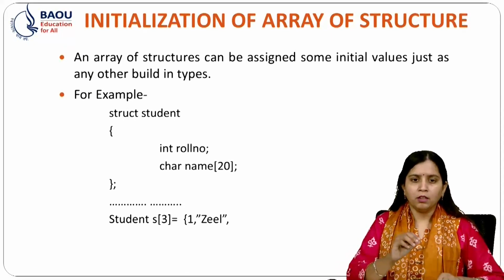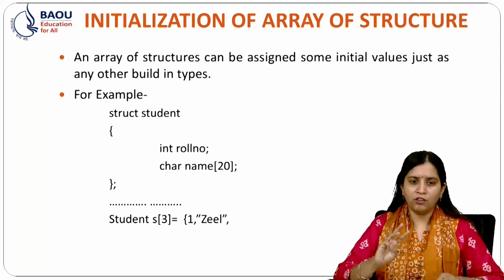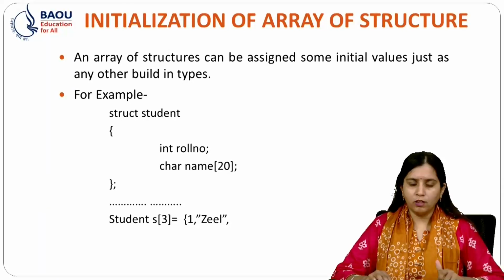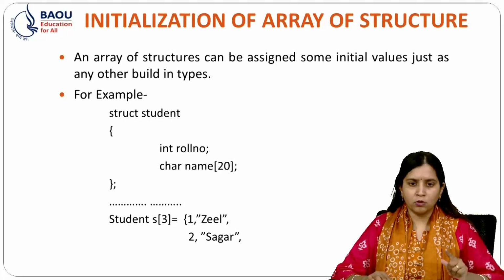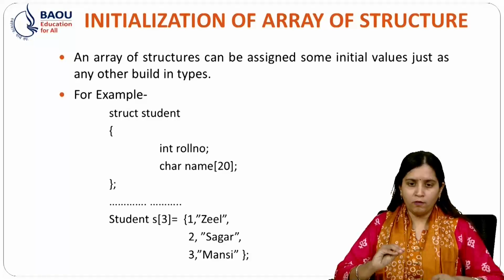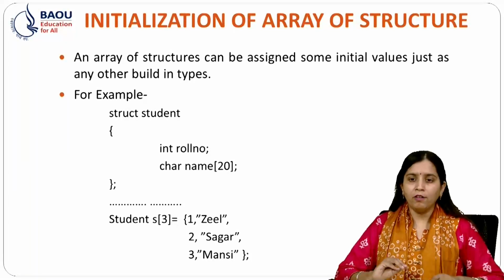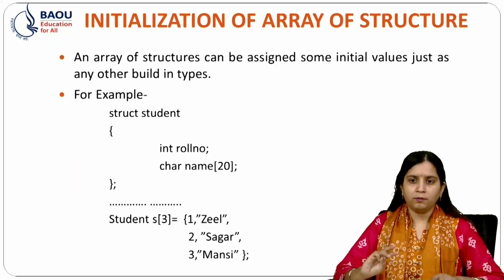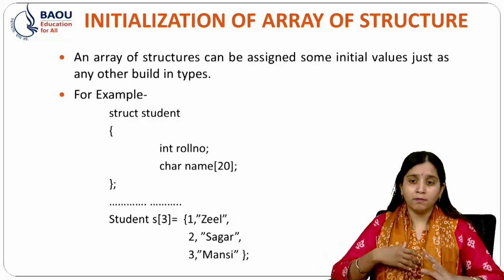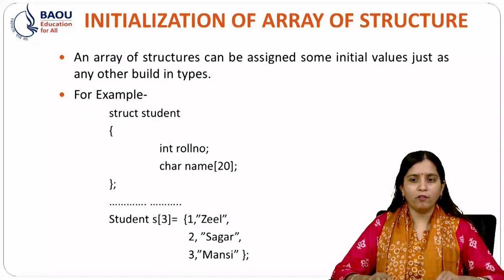and after some I have declared 3 students which has roll number and name. So first student has roll number 1 and Zeal. Second student has second roll number and Sagar, as well as third as Mansi. So what we have done over here is we have initialized 3 students in our student structure. So with the help of array of structure, we can use memory optimization using array of structure.